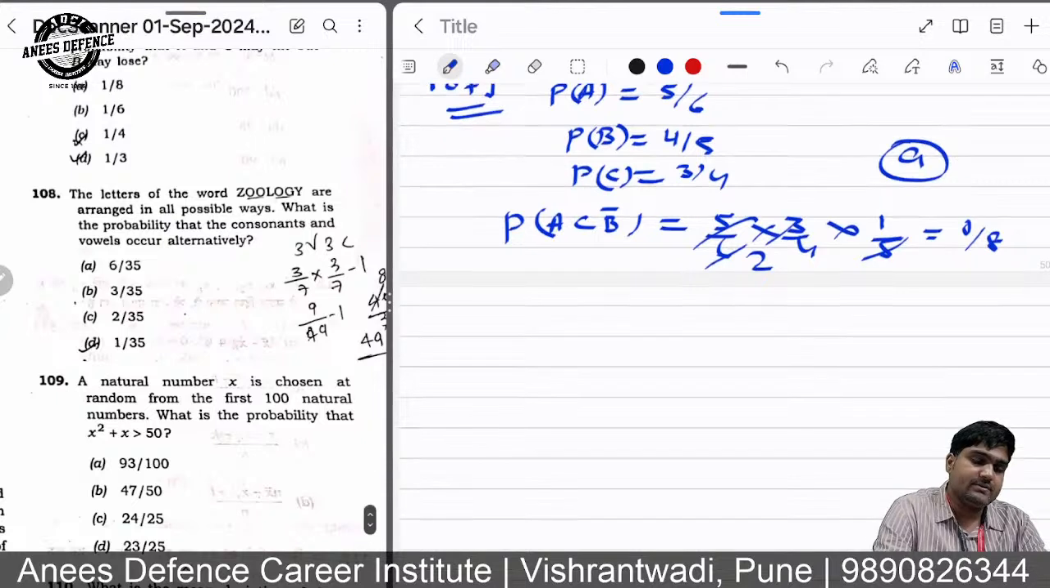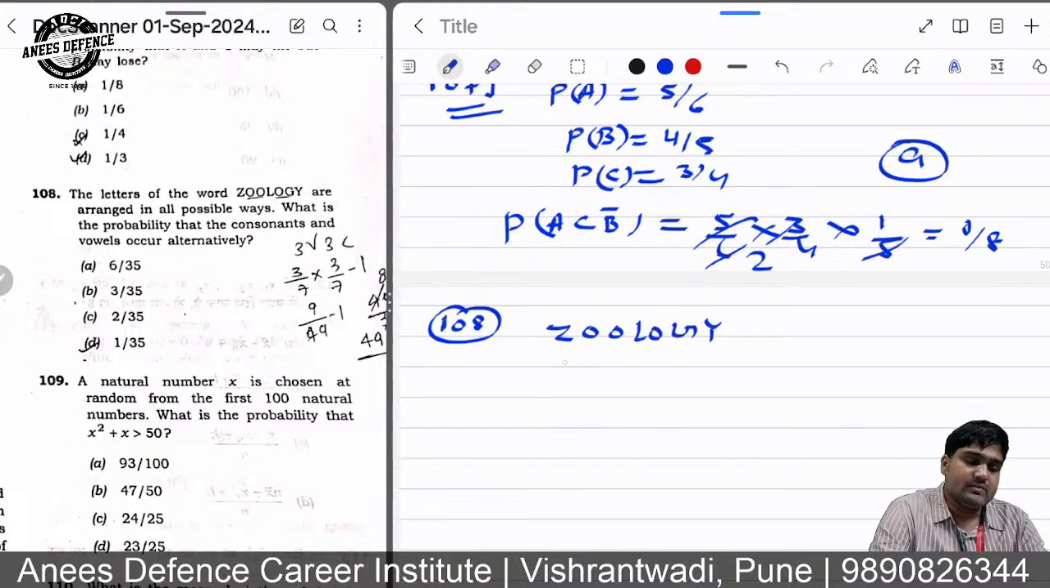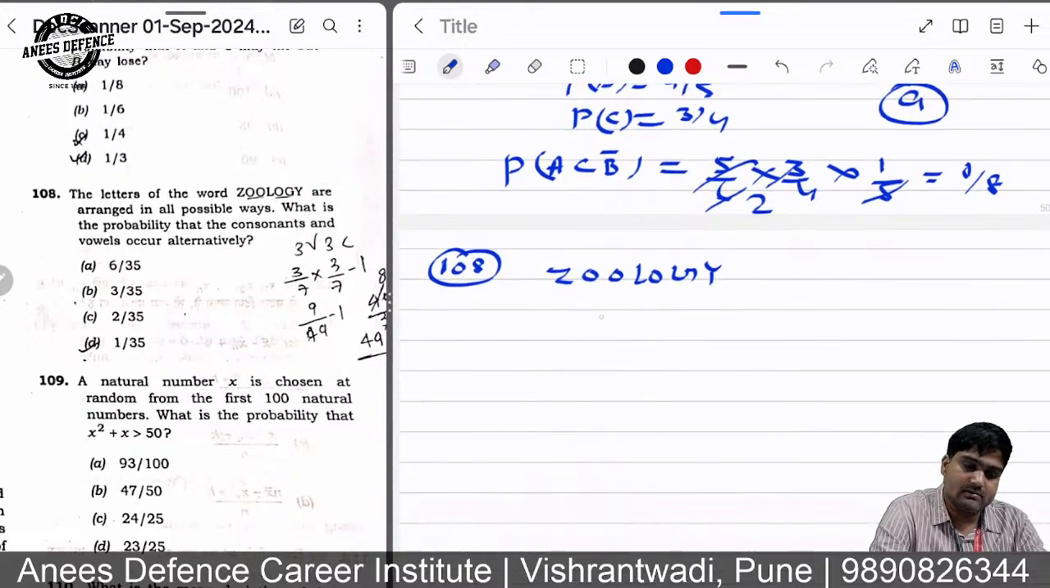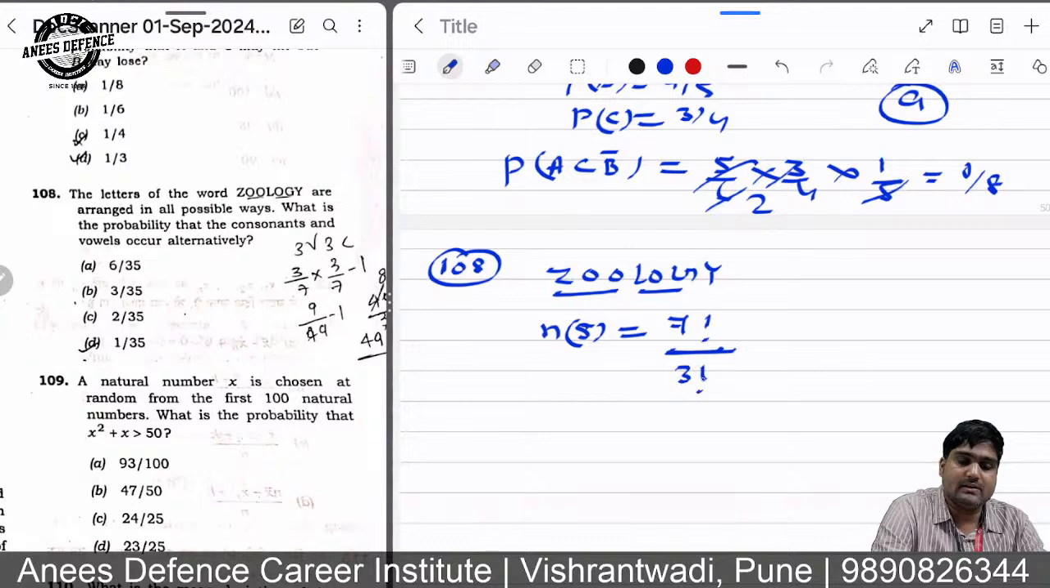Question number 108. The letters of the word zoology are arranged in every possible way. Then the probability that consonants and vowels occur alternately. The total arrangement is the sample space. Total letters present in zoology are 7, so 7 factorial, out of which O is repeated 3 times and G is repeated 2 times. So it's 7 into 6 into 5 into 4, and 3 and 3 get cancelled out by 2.